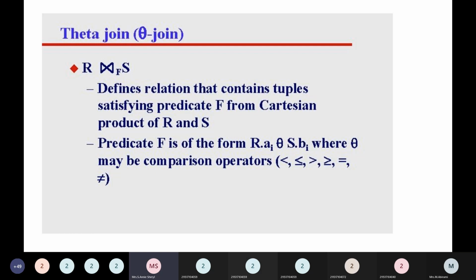And if you are asked to write an expression on your theta join, you must be able to write both the entities along with the condition, that is your predicate function. The predicate function is given inside your bracket, and the output can be obtained based upon these conditions.